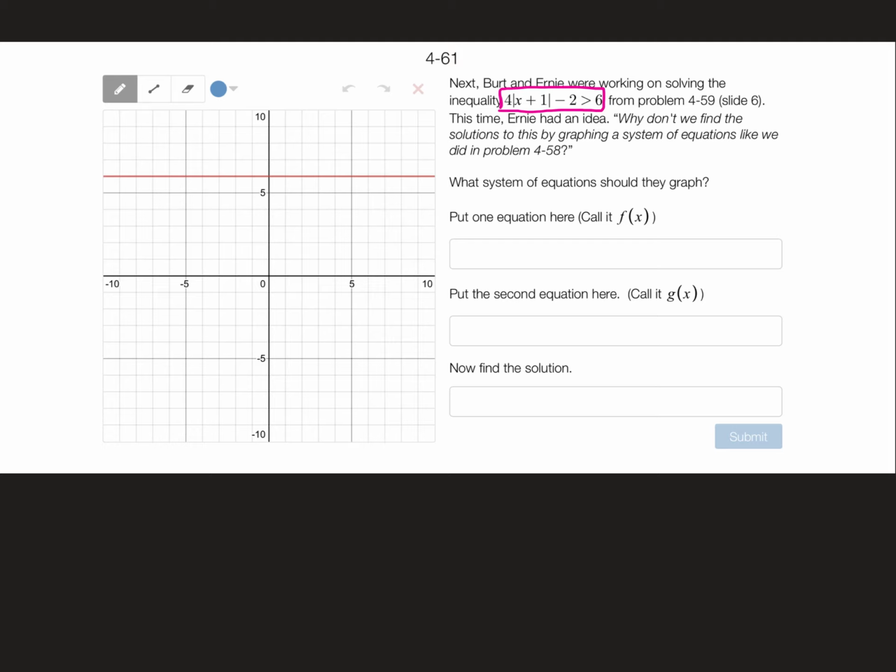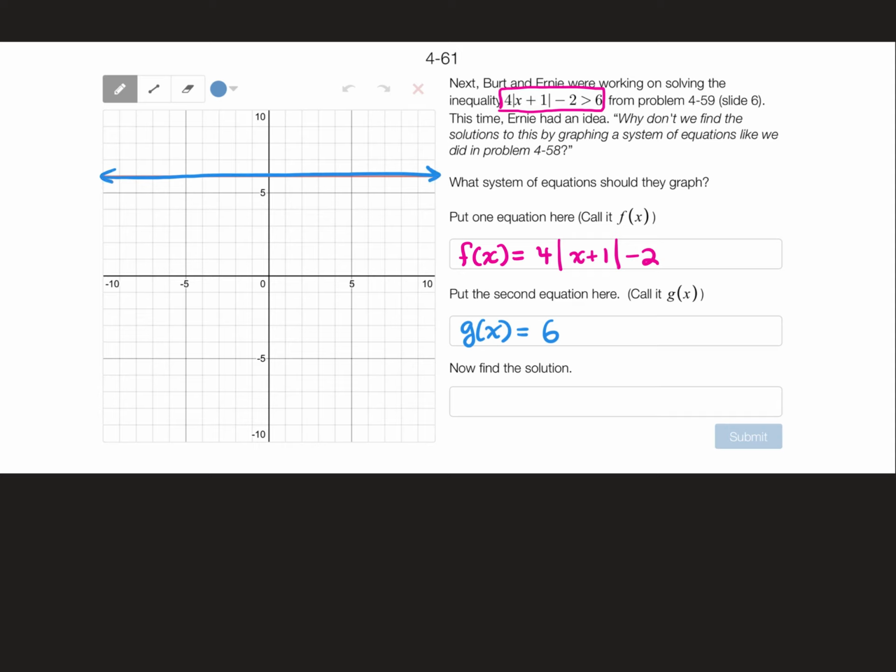Well, the first one would just be f of x equals, and we just put what's on the right side of the equation there. And then our second equation, we'll call it g of x, would just be 6. And now we'll find the solution. So g of x equals 6 is already graphed for you up on your screen. It's actually that red horizontal line. I'll just make it blue.